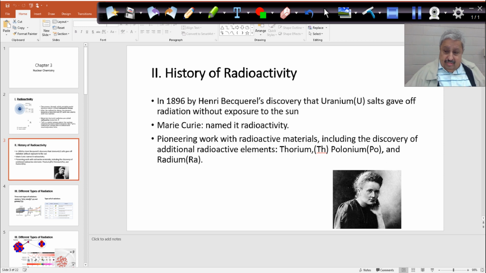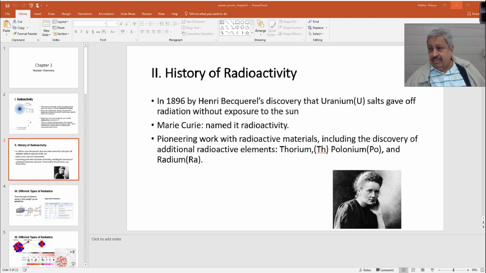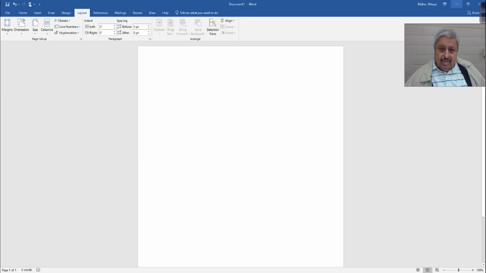So anyway, this is from Poland. I think it's a Polish woman, Marie Curie. So she worked in that with other scientists as well, but mostly with her husband. But anyway, this is just historic stuff. You can go and read about this. I'm not spending time on this. I'm spending time on what type of radiation.